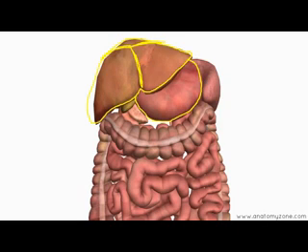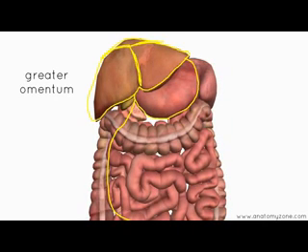And then the two layers of peritoneum which split at the lesser curvature to encapsulate the stomach meet again at the greater curvature, and they form this double layer of peritoneum again. So this is called the greater omentum, and this attaches to the greater curve of the stomach. And this greater omentum hangs down like a sort of apron, and it covers the intestinal loops. So it hangs down like this, covering the intestinal loops, and it's called the greater omentum.